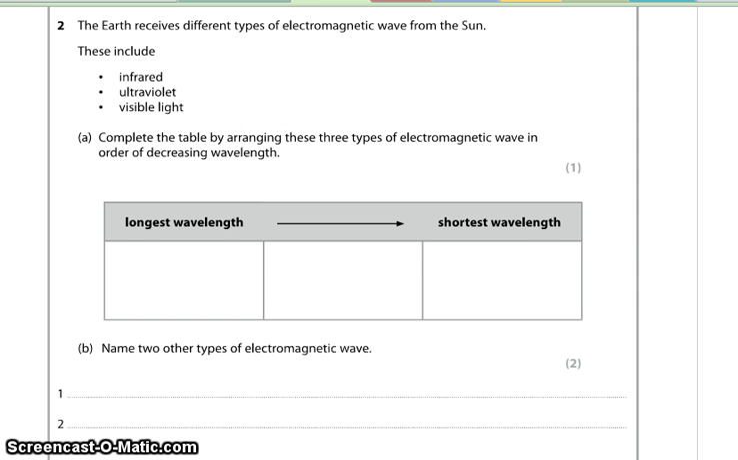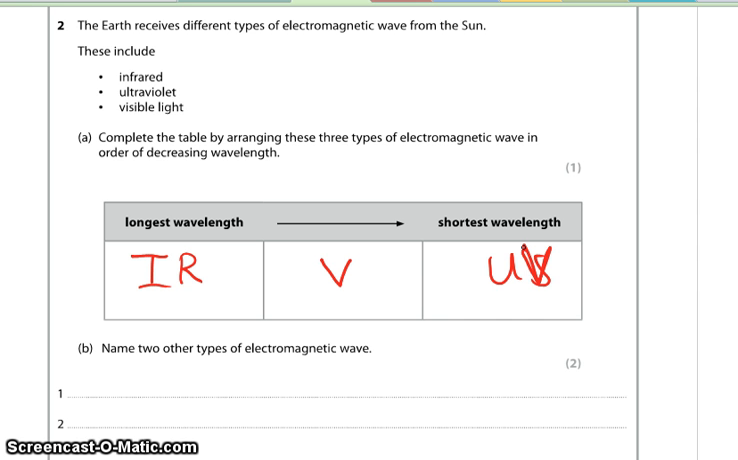Question 2 is about electromagnetic waves, and we're looking at infrared, UV and visible, and they want you to arrange them from longest to shortest wavelength. And it's just something you have to remember, really, that infrared has got the longest wavelength of these, visible in the middle, and UV has got the shortest. UV has got the shortest wavelength.